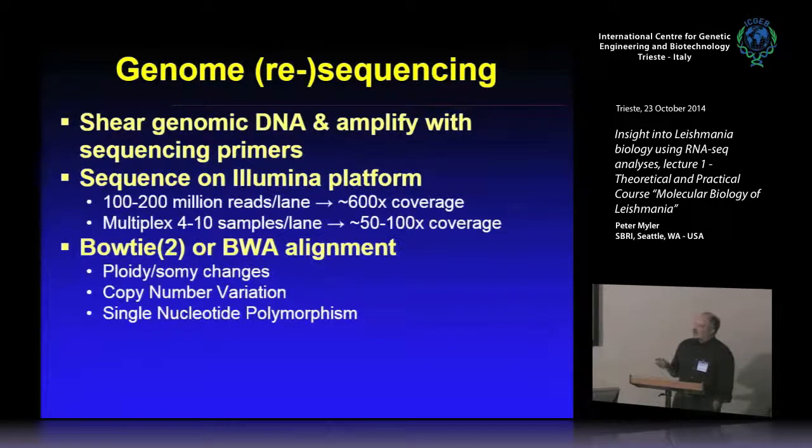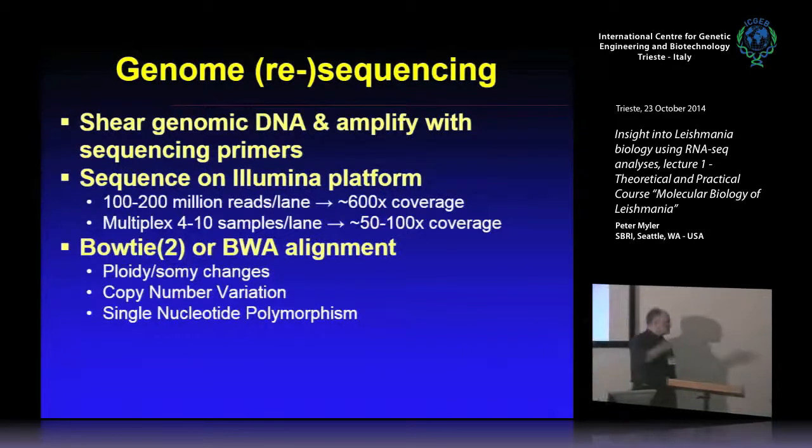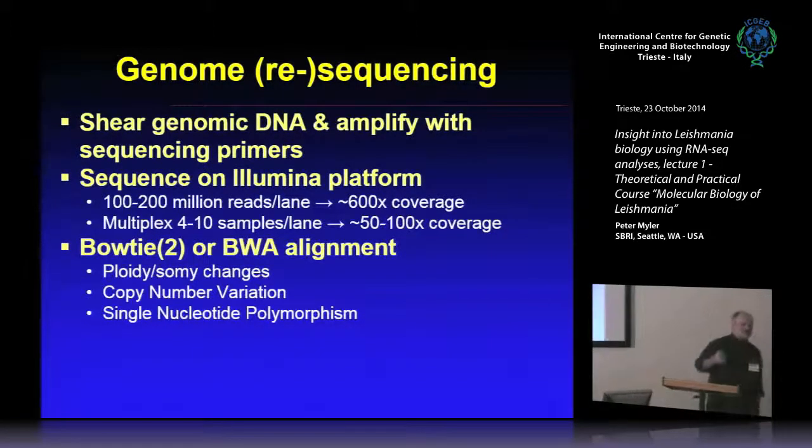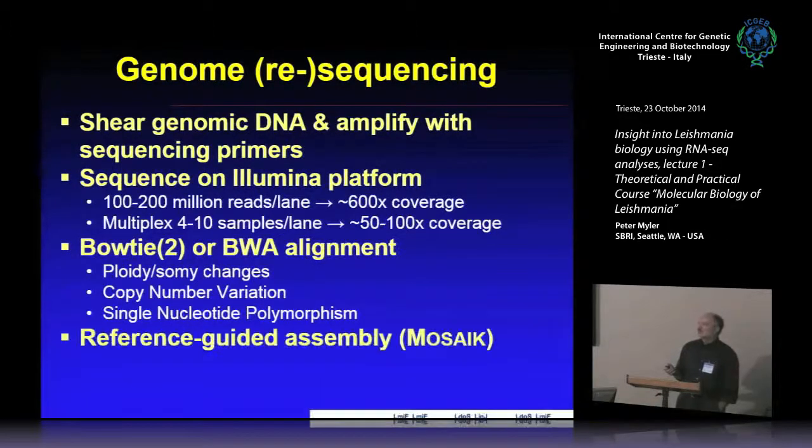You can use a couple of different programs. We like to use Bowtie 2 to align each of these short reads back to the reference genome. So as I said, generally this is for resequencing where you already have a reference genome, and what you want to do is compare your genome to that reference. So you don't need to assemble it. You've hopefully got a good assembly to start with, and you just map each of these reads onto your reference, and you can measure things like the changes in ploidy or somy. You can look at copy number variation, and you can look at single nucleotide polymorphisms. And I'll show you some examples of those in the subsequent slides.